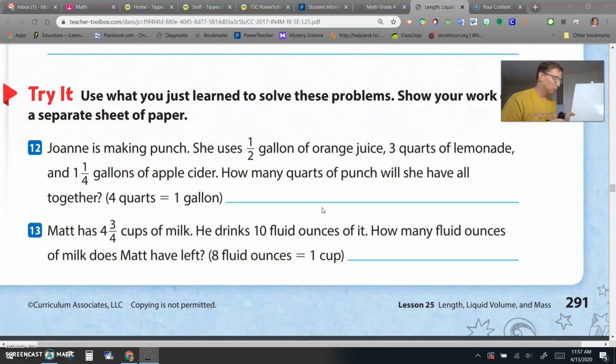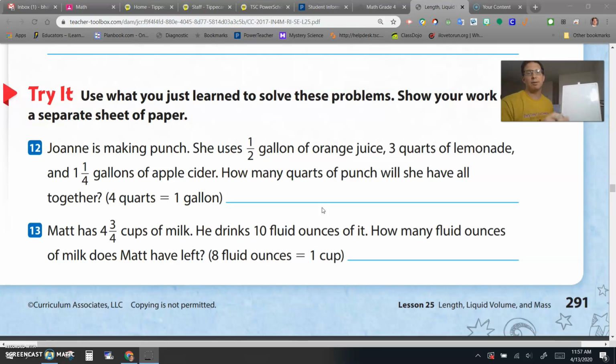And remember, if you want to rewind this to go over, if I'm going a little too fast for you, in class I'd have you raise your hand if you wanted me to slow down. Here you can just pause me. It's kind of best of both worlds. Okay, Matt has 4 3/4 cups of milk. He drinks 10 fluid ounces of it. How many fluid ounces of milk does Matt have left? 8 fluid ounces in 1 cup.